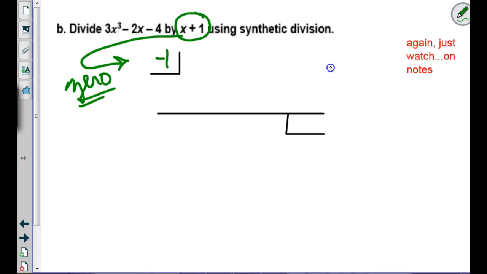Across the top go the coefficients only, but you do need a placeholder. So the coefficients were 3x cubed, 0x squared, -2x, and -4. Ready? Good? And then the rule is bring down the first one.